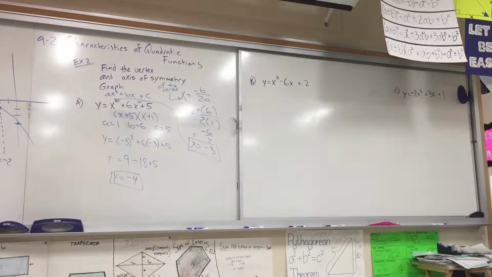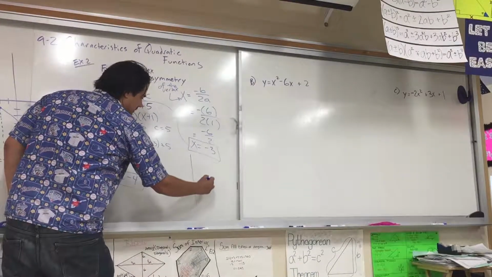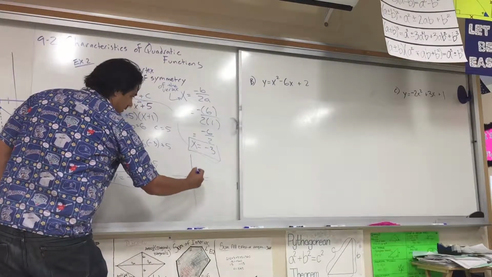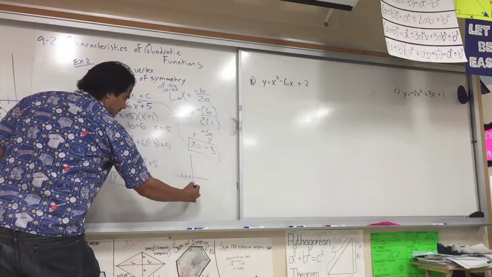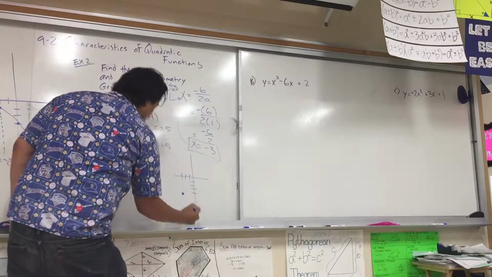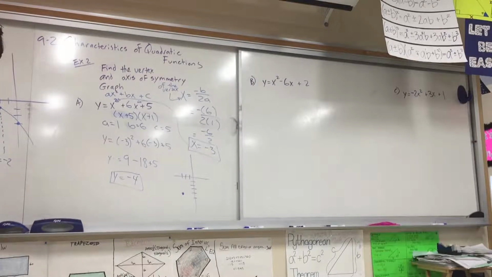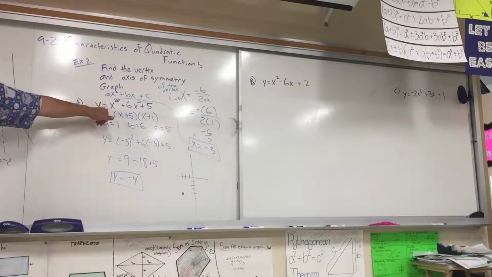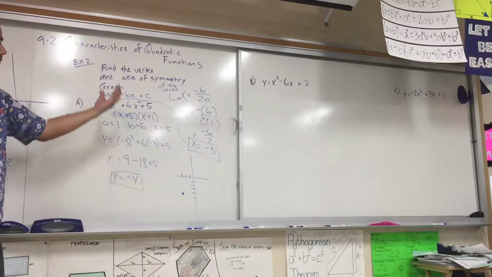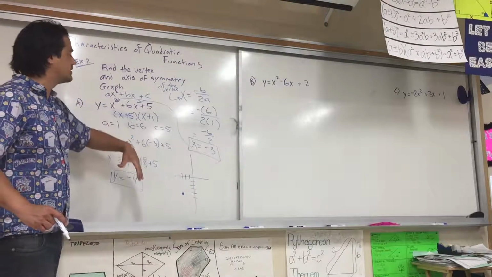Now, is that my vertex? Yeah. Okay, it is, right? So I can graph that. Negative 3, negative 4. So over 3, down 4. Now, is this going to open up or down? Okay, why is it opening up? Because the A is positive, right? So if the A is positive, it will open up. If this were negative, it would open down.